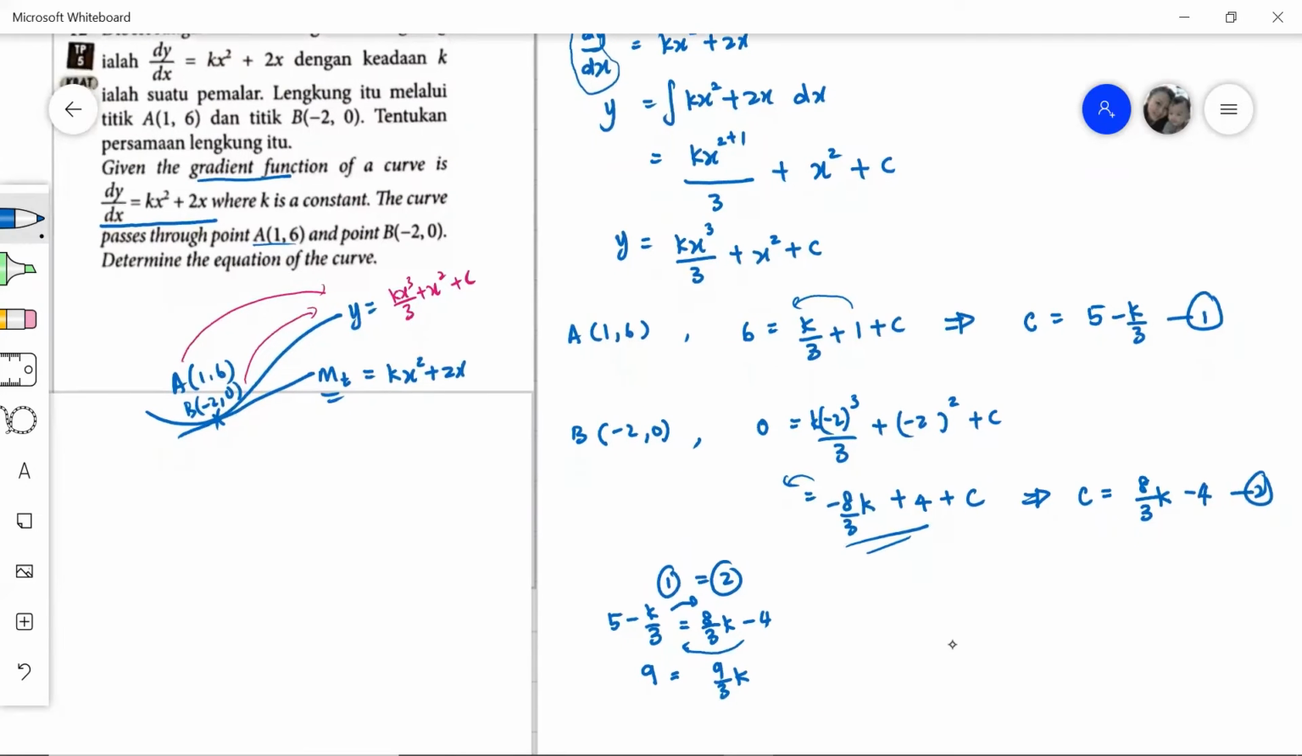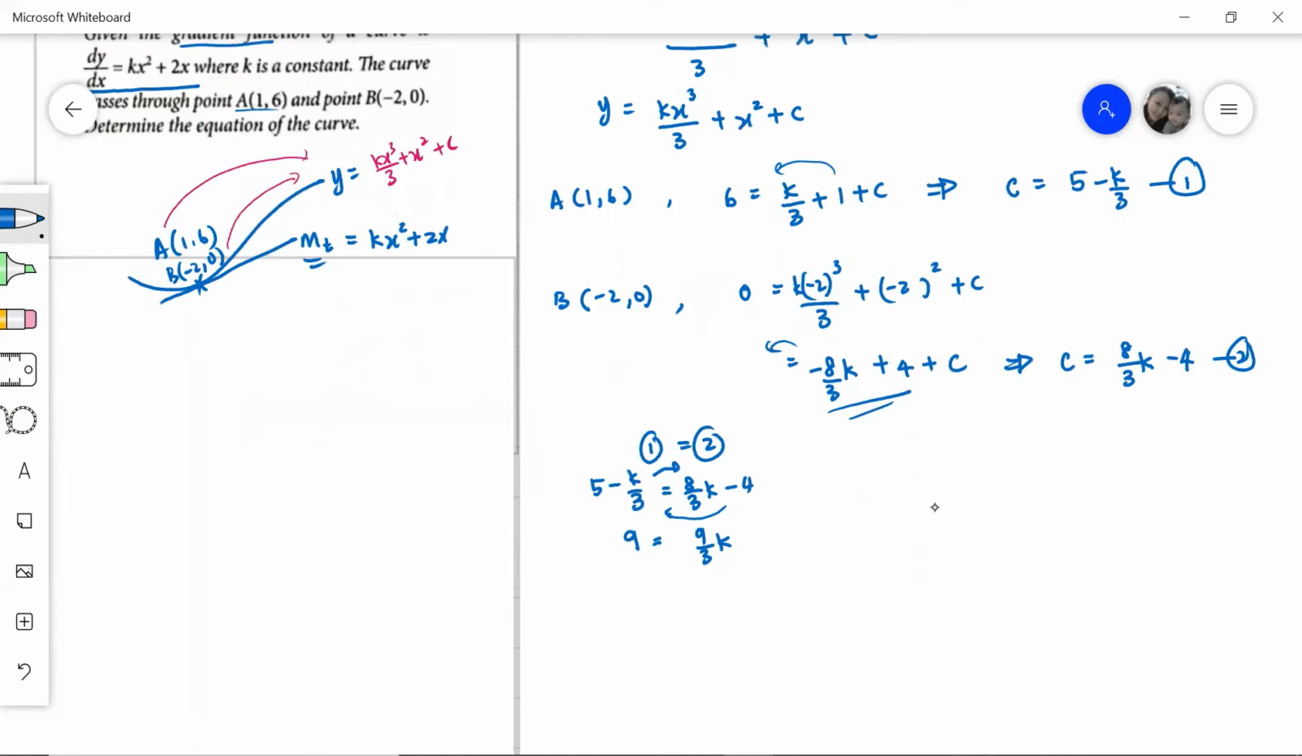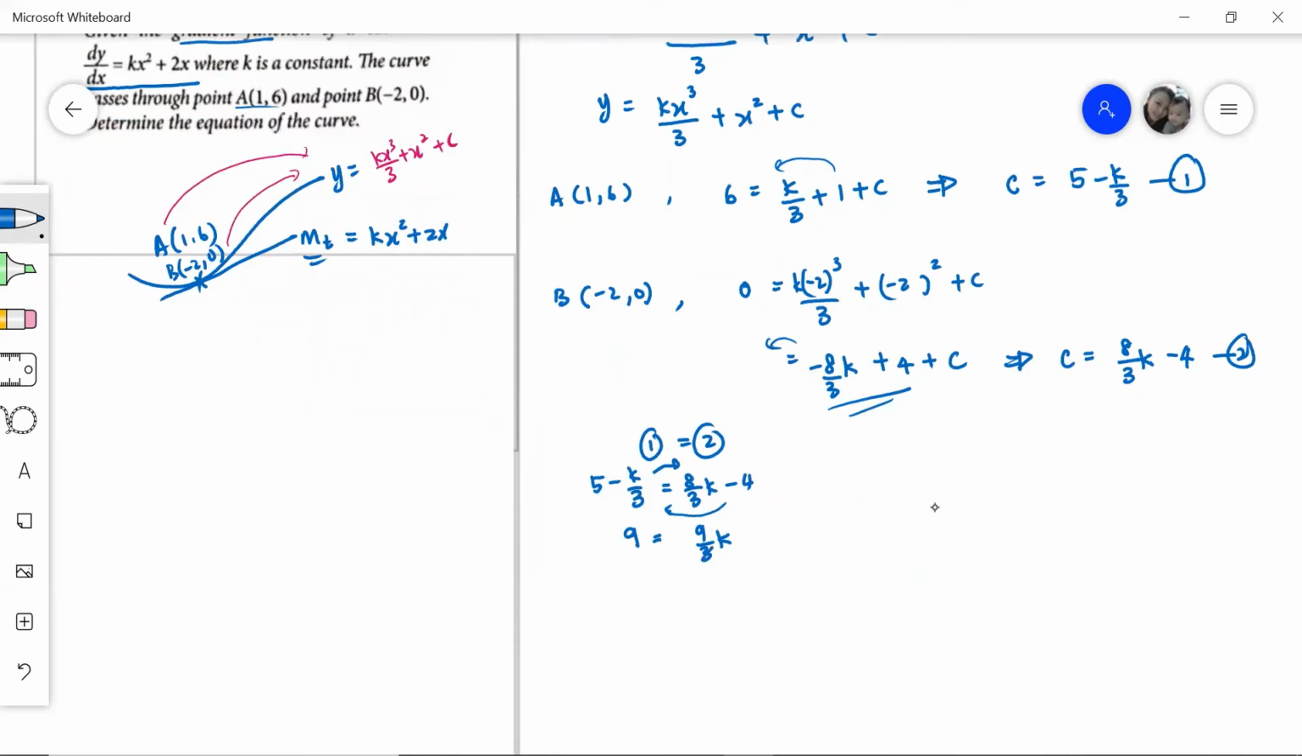From here we found k. k equals 9 over 3, so it's 3. And don't forget we need to find c as well. From equation 1, c equals 5 minus 3 over 3, which is 1, so 5 minus 1, we got 4.